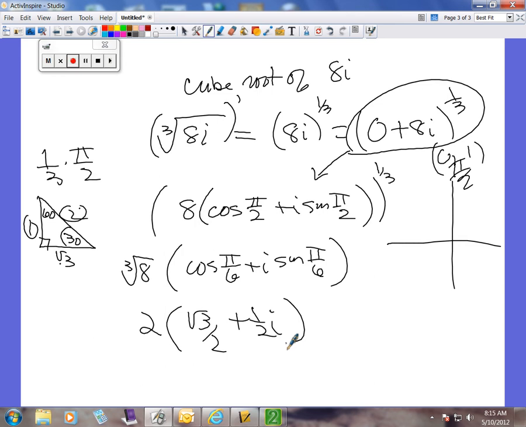Distribute your 2, and we're done. So 2 times this would give us what? Square root of 3 plus i. Did anybody get there before me? Give yourself 2 bonus points. And you know how to do these problems. So your assignments, 605 up there on the board, 12 through 20, 22, 23, and 25.